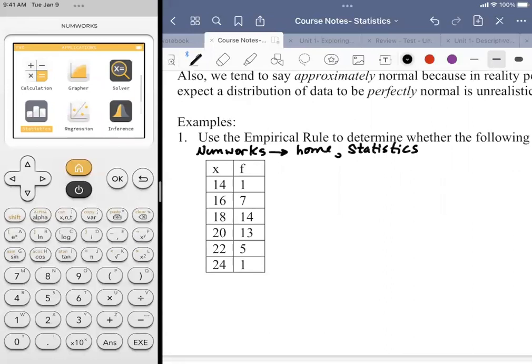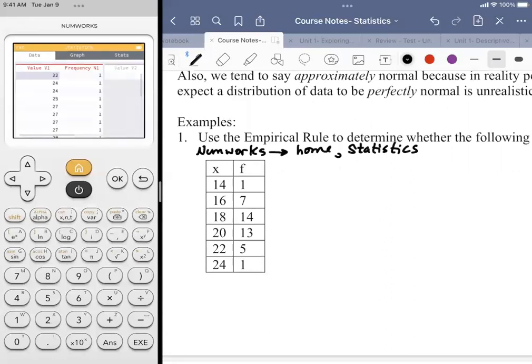All right. So I can hit OK or enter on statistics, and it brings me to my data editor. Now, this is information I had from another class. So you're going to run into that scenario anytime you use a calculator. If you use it for something else before that, you might have information that's in the way.